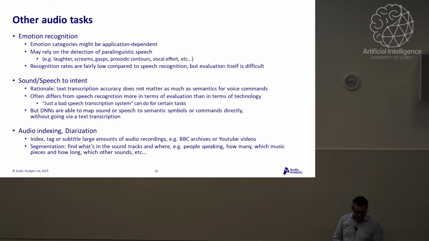So it used to be that speech to intent systems were, quote-unquote, just bad speech transcription systems. And that can work for certain tasks. But nowadays, because DNNs are able to learn that complex function, you don't necessarily need to go via the text transcription to do speech to intent. If you know how the ordering system is going to work, or if you know what you want to achieve in terms of intentions in your system, in your smart assistant, you can map that directly from the audio with a neural network.